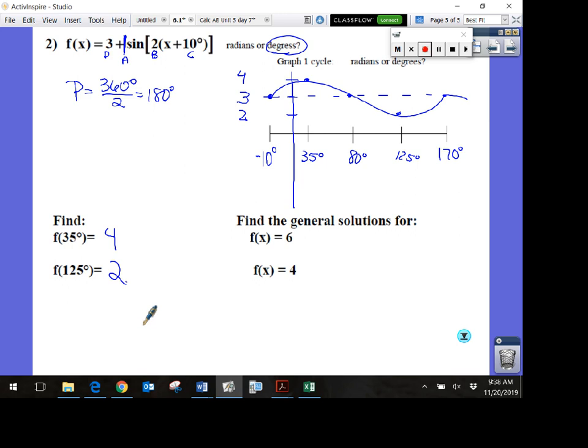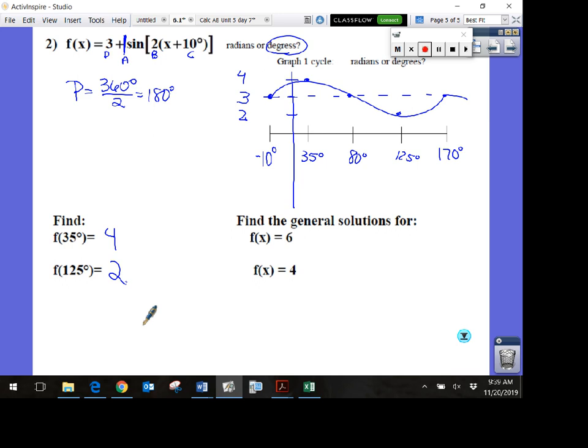Now, let's say I didn't ask you to graph this one, and I asked you to find these two. Two different ways. You could graph it, find the value, or we could have just plugged in 35. 35 plus 10 is 45, times 2 is 90. Sine of 90 is 1, plus 3 is 4. Either way works. Plug in, or look at the graph if you have a graph.